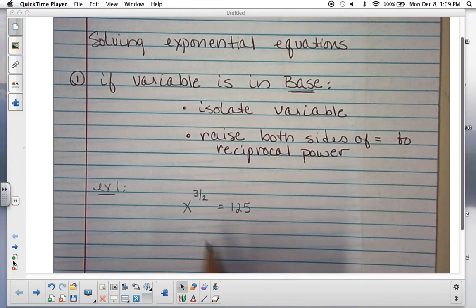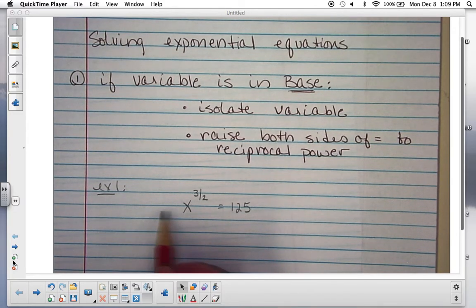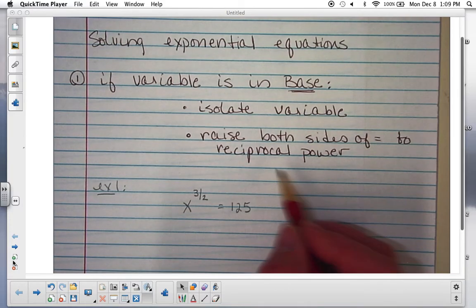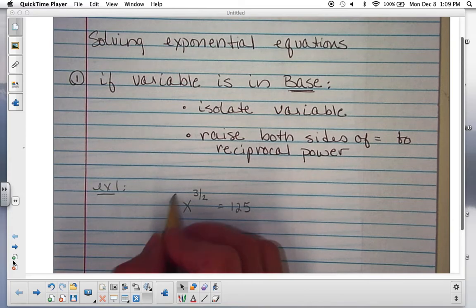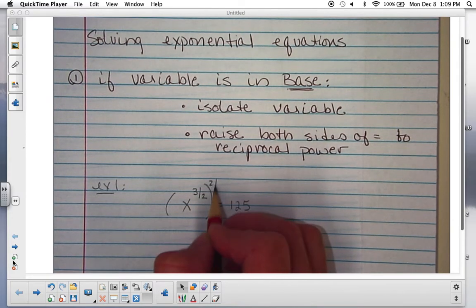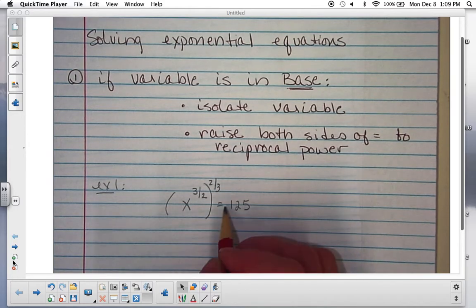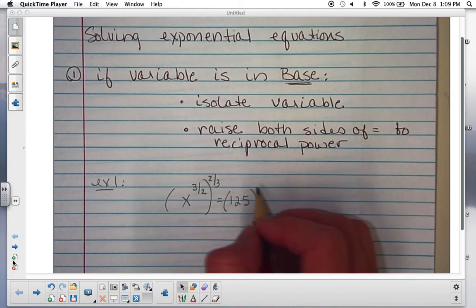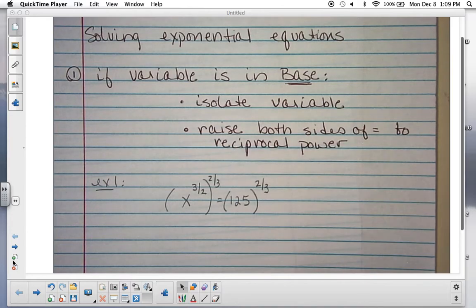We do have the variable isolated. It is all by itself. There's no extra stuff on the left side that needs to be moved over. So step 1 is done. Step 2, raise both sides to the reciprocal exponent. So I'm going to raise this side to the 2/3, the reciprocal of this. And if I do it to the left side of the equation, of course I have to do it to the right side as well.